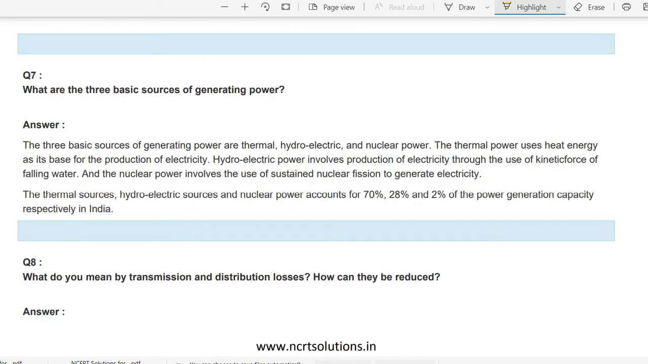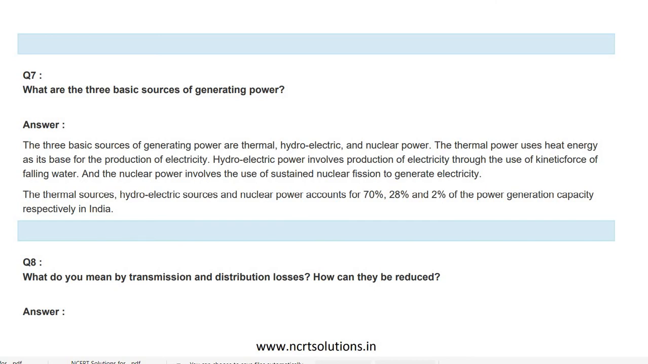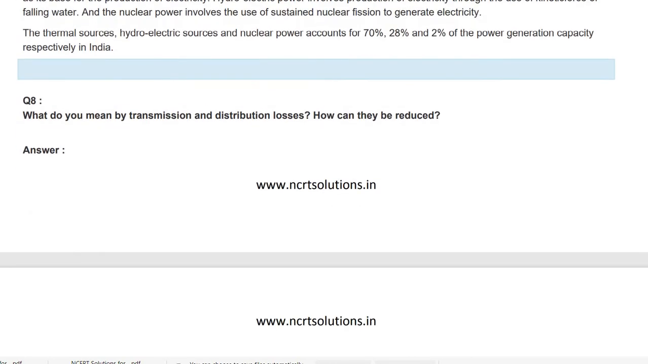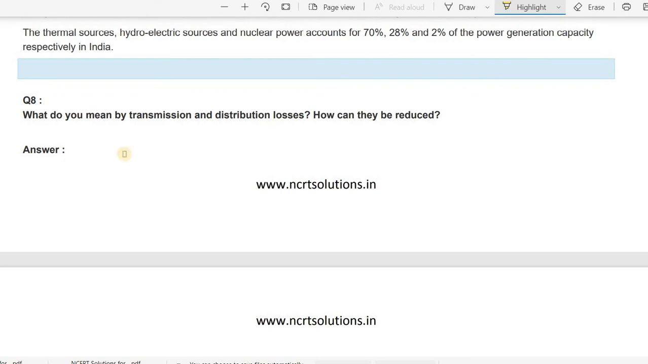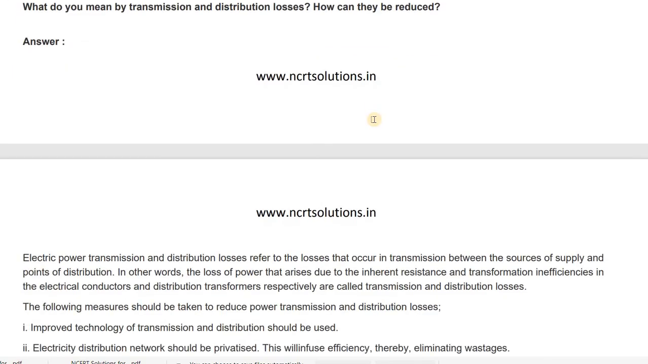Next one, what are the three basic sources of generating power? Mainly there are three basic sources: thermal, hydro and nuclear power. Thermal power accounts for 70%, hydropower 28% and nuclear power 2%. What do you mean by transmission and distribution losses? How can they be reduced?